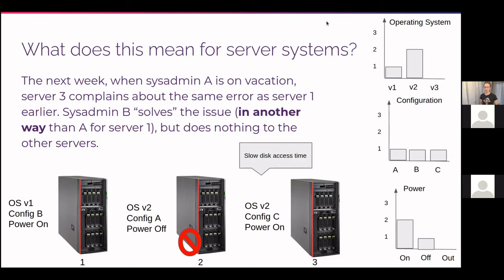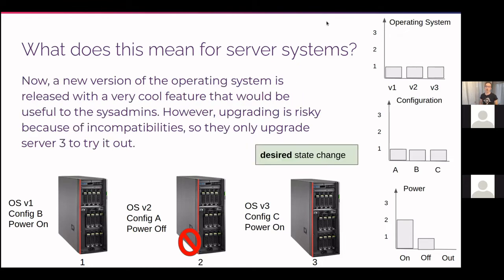Now notice that all of the servers are suddenly in different states. They have different configurations, and then there comes along a new version 3 upgrade to the operating system, and it contains some wanted feature, but upgrading always comes with a risk. So they use a canary mindset, where you upgrade only 1 and see how it goes, and then you can roll back if not. So they upgrade 1 server to operating system version 3, try it out, and this is a so-called desired state change. So we want to change the state.